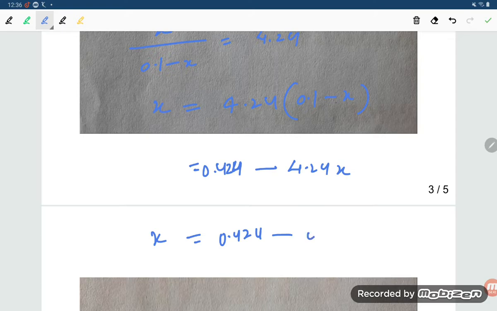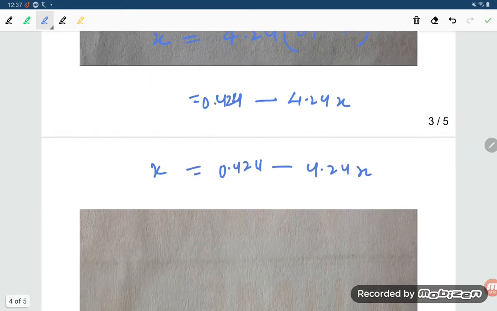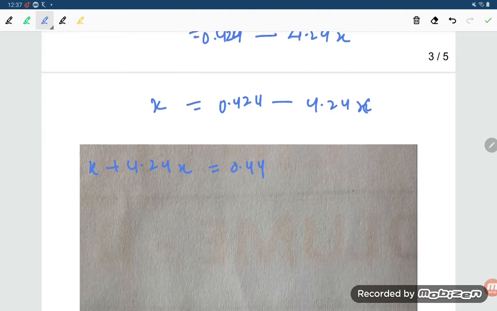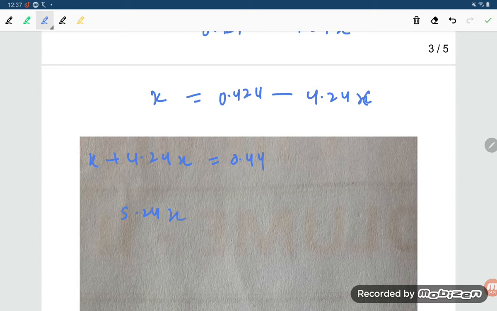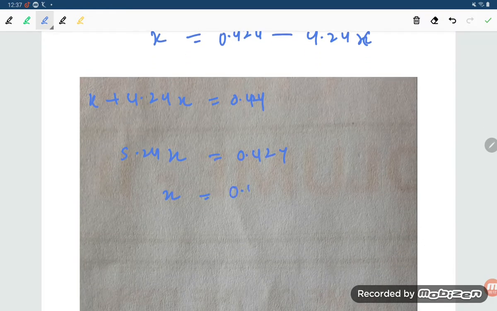So it is 0.424 minus 4.24X. This X and this X come to this side. So that is X plus 4.24X, equal to 0.424. That is 5.24X equal to 0.424. So X is equal to how much, student? 0.424 upon 5.24.